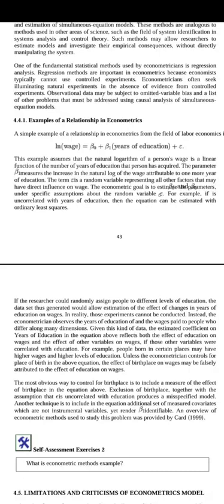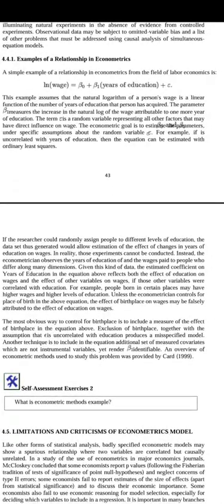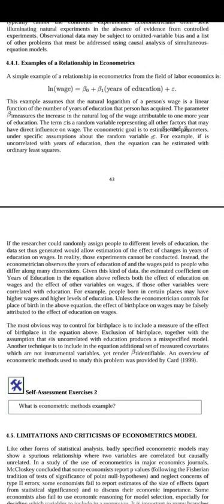Anyway, examples of relationships in econometrics. This one is similar to what we just explained on Okun's law. They are just giving us a new one. The log of wage is B naught plus B1 years of education. So they are trying to explain the relationship between wages and years of education.